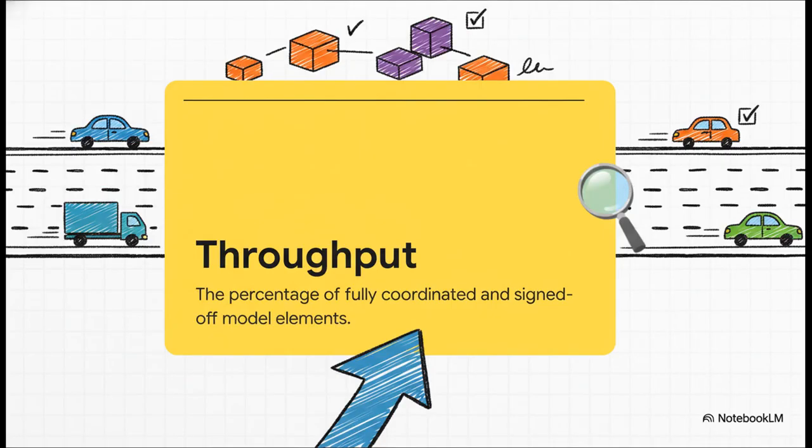So, how do we actually measure the health of this digital highway? Well, we start with something called throughput. Now, this isn't about how fast individual cars are moving, but how many cars are successfully getting to their final destination, all coordinated and signed off. A high throughput means your traffic is flowing just right and work is actually getting done.